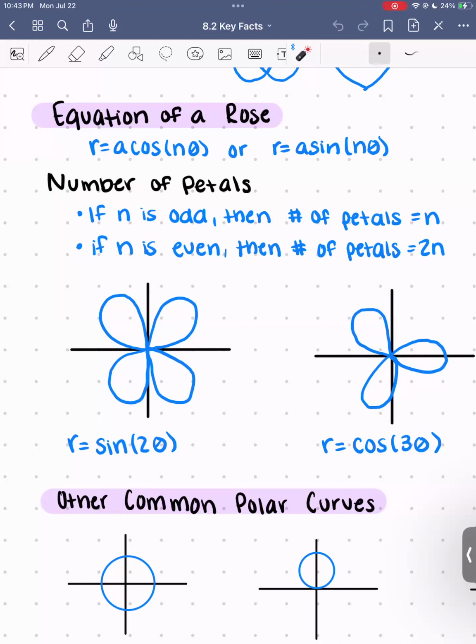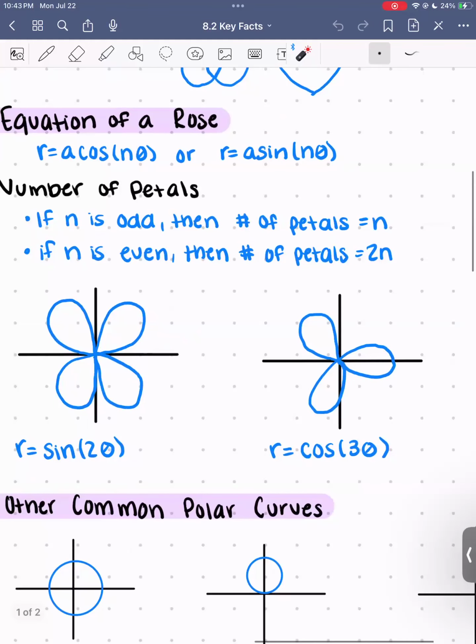Just to put that into an example, if we have r is equal to sine 2 of theta, since 2 is an even number, we'll double 2 to get 4. And as we can see, we have 1, 2, 3, 4 petals. And then for our odd ones, we have r equals cosine 3 of theta. Because 3 is an odd number, there will be only 3 petals. So 1, 2, 3. That proves to be true.